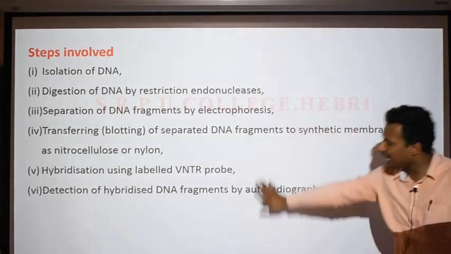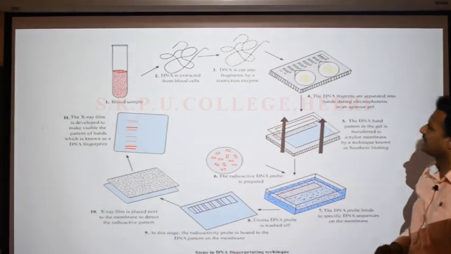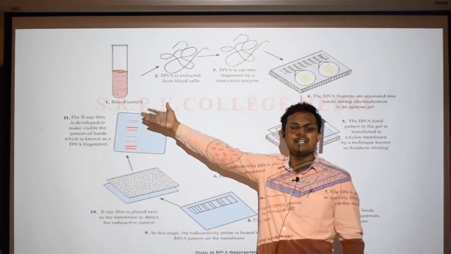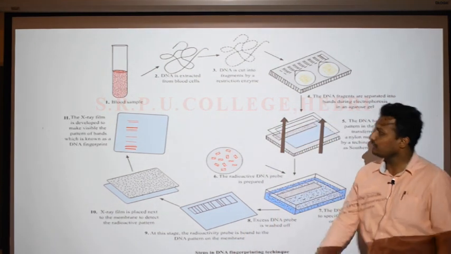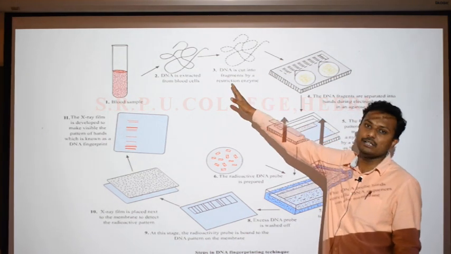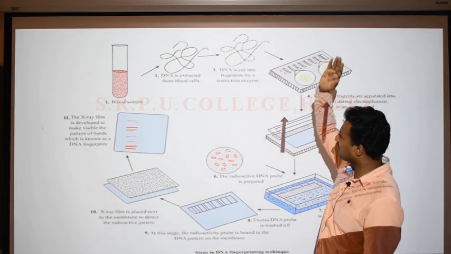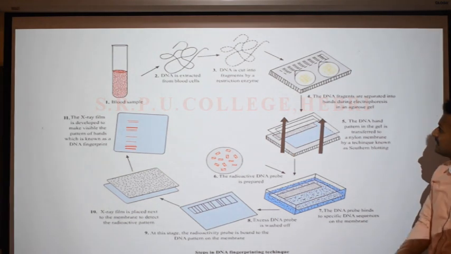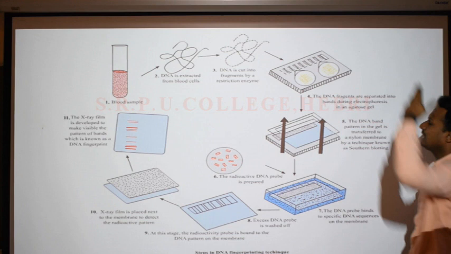See, the same steps involved, or the procedure, we are going to see in this particular picture here. If we take a blood sample, as I had told you, you can take any sample, any cell from which the DNA can be extracted, right? Now the DNA has been extracted from the blood cells, and now the DNA is subjected to fragmentation by using the restriction enzyme. That is the digestion of the extracted DNA using the restriction endonucleases, and then it will be subjected to agarose gel electrophoresis.